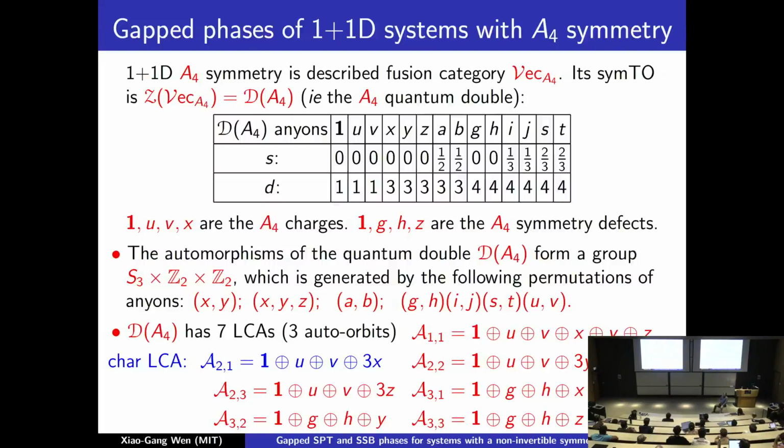Okay. And then using the automorphism group, we can divide these 7 Lagrangian condensable algebras into 3 orbits under the action of the automorphism. They are labeled with a double index: the first index is just an index for the orbit, and the second index describes the Lagrangian condensable algebra inside each orbit. So this we can obtain from this computing code.